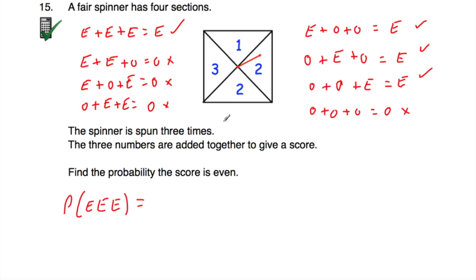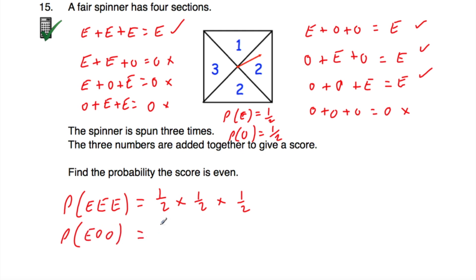So let's actually write them down here. The probability of an even would be equal to 1/2, and the probability of an odd is equal to 1/2, because it's 2/4, which is 1/2. So we've got the probability of each of them. So the probability of an even, an even, and an even would be 1/2 times 1/2 times 1/2. And the probability of an even, an odd, and an odd, or an odd, an even, and an odd, that would be 1/2 times 1/2 times 1/2.